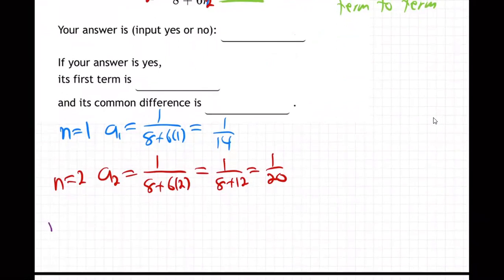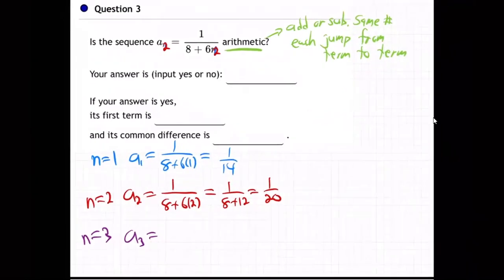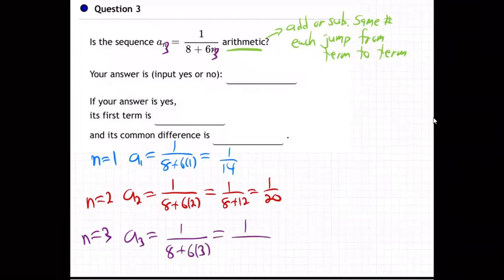Okay, let's try n equals 3. Oops, it's kind of scribbly. A sub 3. So now I'm plugging in 3 for n right there. 1 over 8 plus 6 times 3. 8 plus 18. 1 over 26.